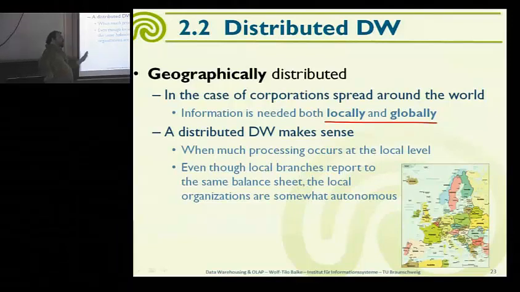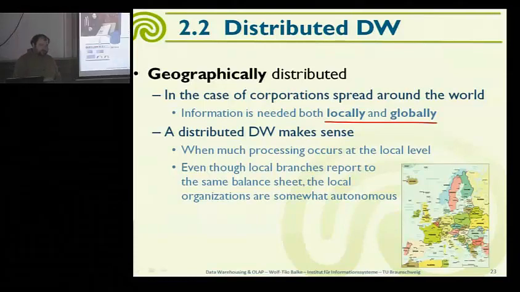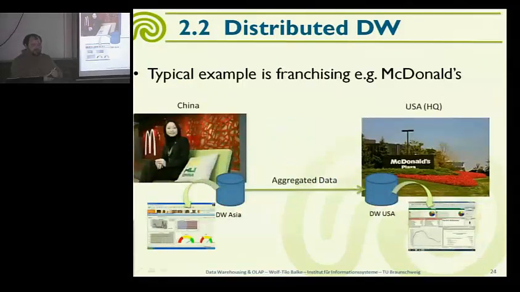So if you have a franchising business model, right, there's no way you would share all the data that you have with other branches, right? You don't do that. You don't want them to know how well you do or how bad you do. You know, it's none of their business, right? So that's kind of the idea here. Typical example, McDonald's franchising, right?